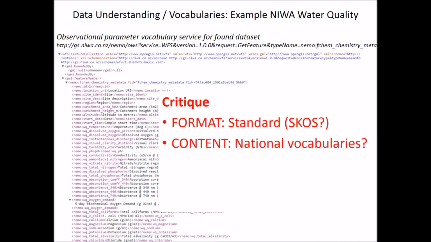Web feature service is not really designed for communicating vocabularies, so we need a standard, a national standard for how to explain data, for how to transport vocabularies. And most importantly, while each agency can stand up its own vocabularies, we would need national vocabularies which are well maintained, so that clients can search across different data services, across different agencies.